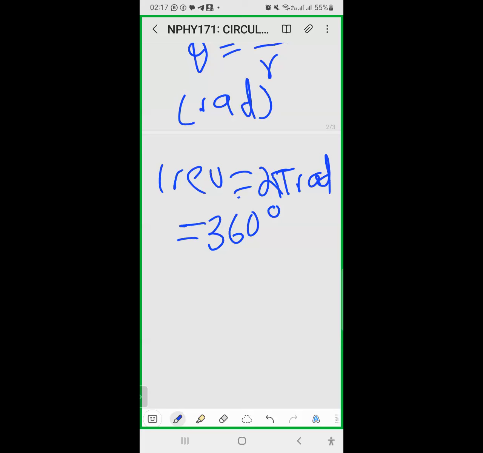And then another terminology, we have the angular speed, which is represented by the letter omega, the Greek letter. It is defined as the rate of change of angular displacement. Mathematically, it's given by the change in angular displacement over the change in time, and its units are radians per second.